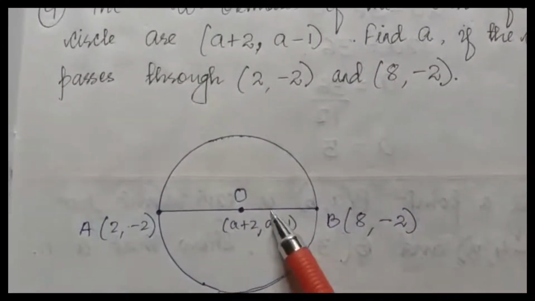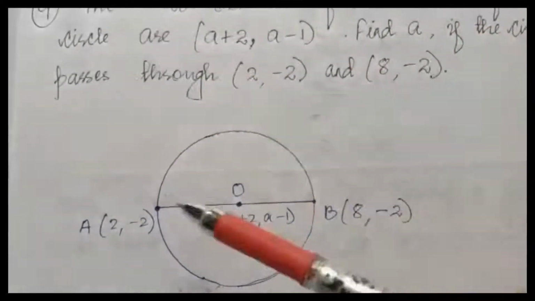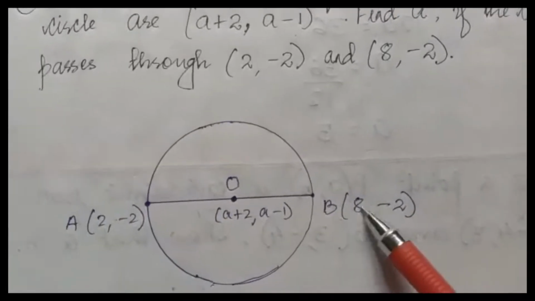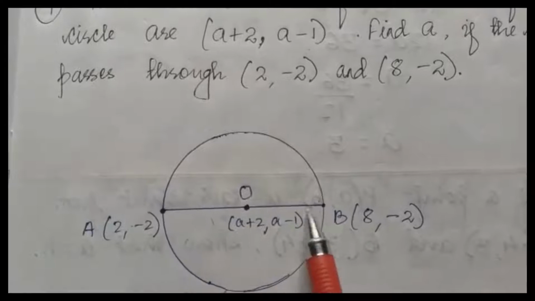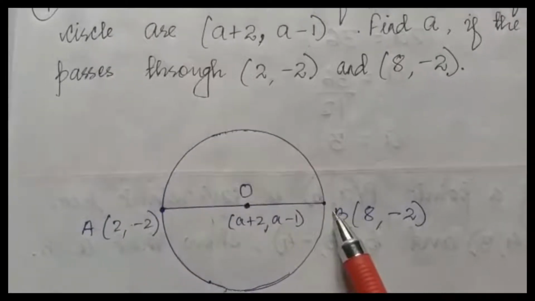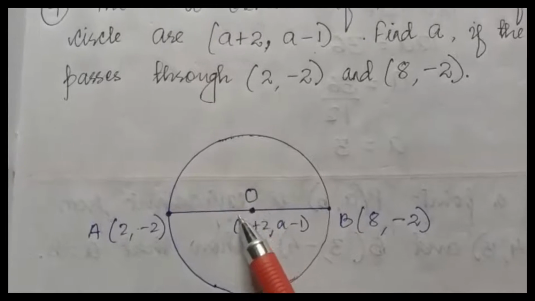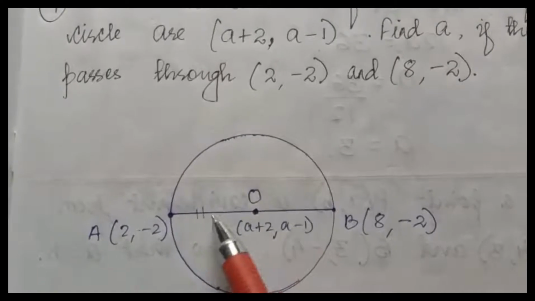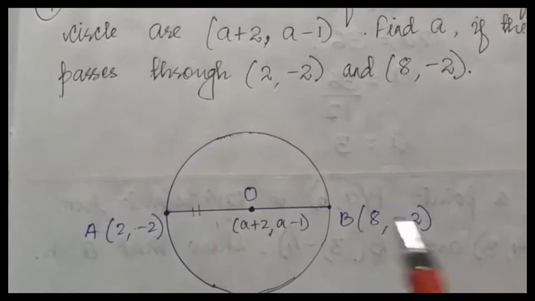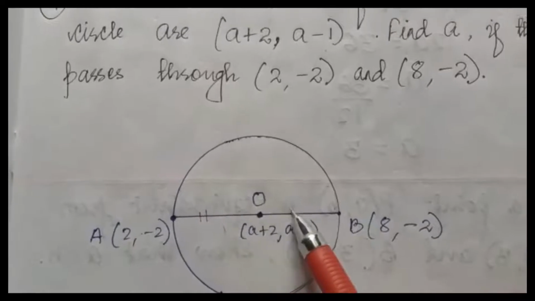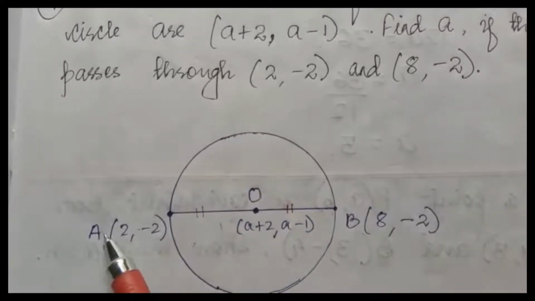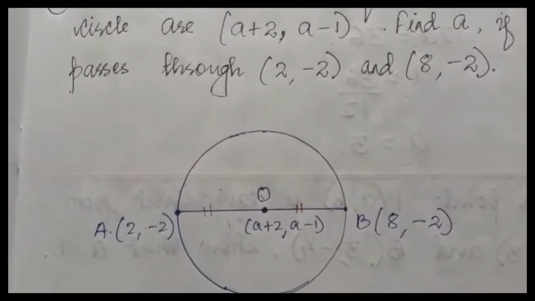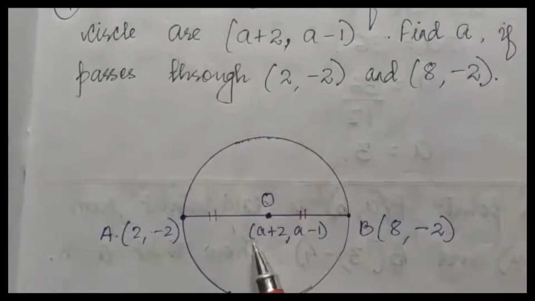This is the coordinate of the center, and it is given that this circle passes through the 2 points A(2, -2) and B(8, -2). So you have to make the diagram in this way. You make your A, make your B, then O will be in the center. This is the center of the circle. Now from this diagram, these two sides are radii, OA and OB, of the circle. So they are equal in length. That means the distance of AO and the distance of OB are equal. So with that concept, we have to solve this question to find the value of a.